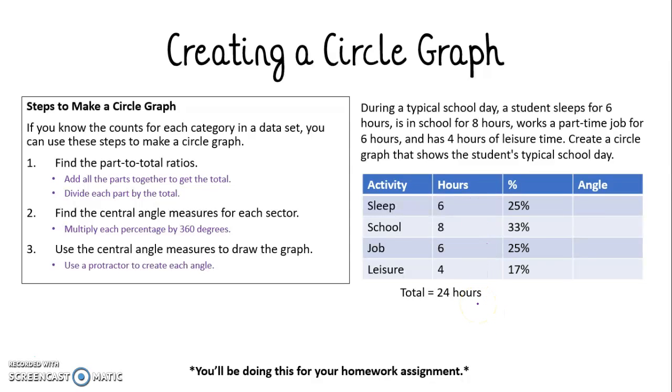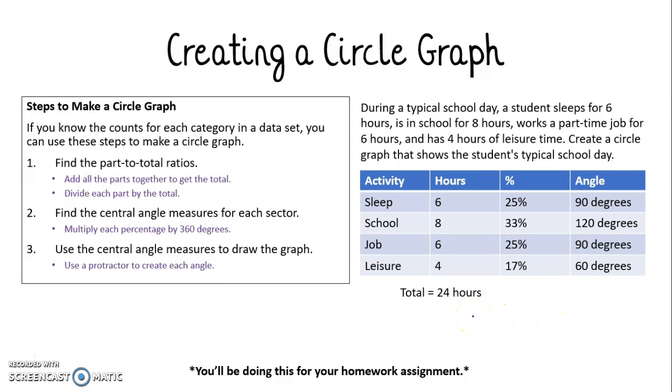And if I do that, and then multiply by 100, I get my percentages, 25%, 33%, 25%, and 17%, respectively. And from there, remember, I have to multiply each of the percentages by the total degrees in a circle, which we know is 360 degrees. And if we do that, we'll get 90 degrees for sleep, 120 degrees for school, 90 degrees for a job, and 60 degrees for leisure.